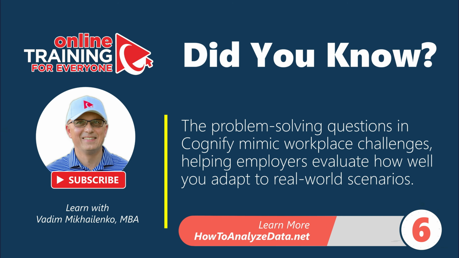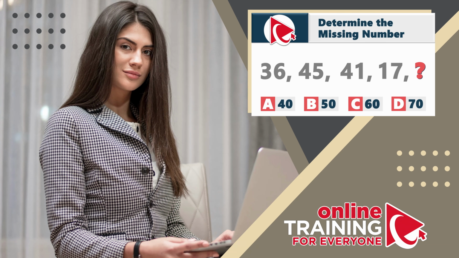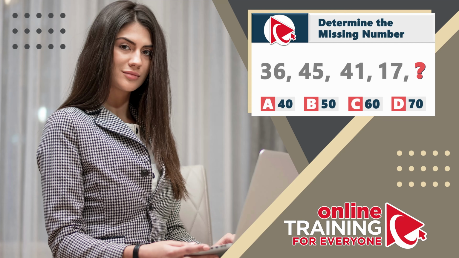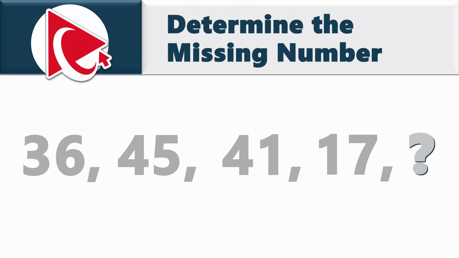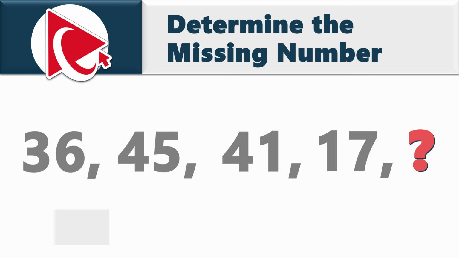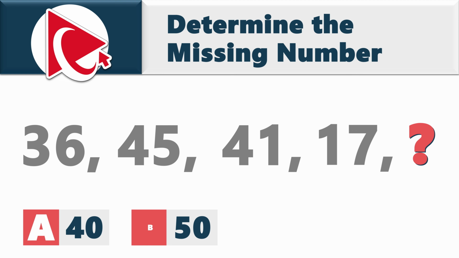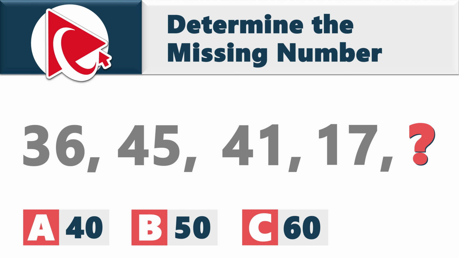If you aim to sharpen your pattern recognition skills and learn to solve cognitive challenges on your own, this question will help you push your boundaries and will challenge you to get yourself to the next level. You're presented with the sequence of numbers. The numbers are 36, 45, 41, 17, and then comes the missing number, which you need to calculate and select out of 4 possible choices. Choice A, 40, choice B, 50, choice C, 60, and last but not least, choice D, 70.